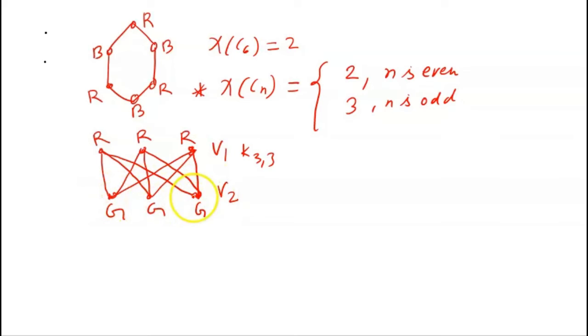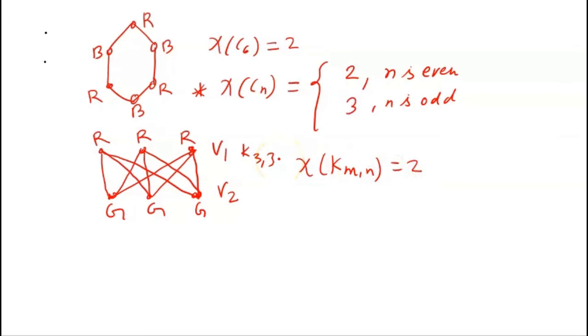If you take any two vertices in V2, they are non-adjacent, and there is an edge between the vertices of V1 and vertices of V2. So if this is red color, this can be assigned green color. So clearly the chromatic number of a complete bipartite graph, Kmn, is equal to 2.